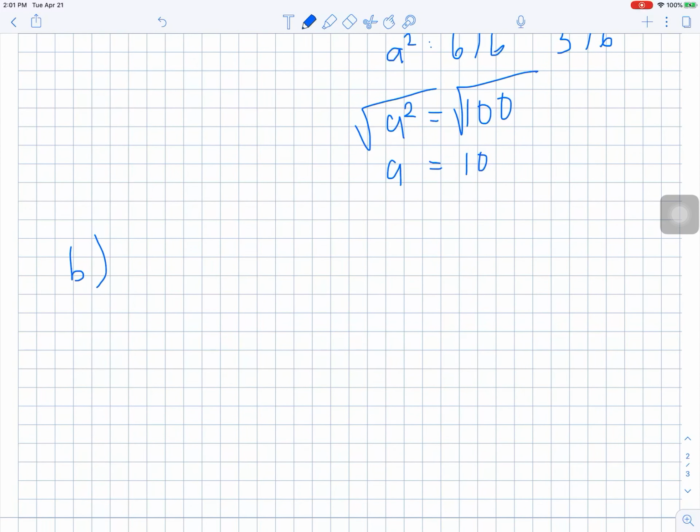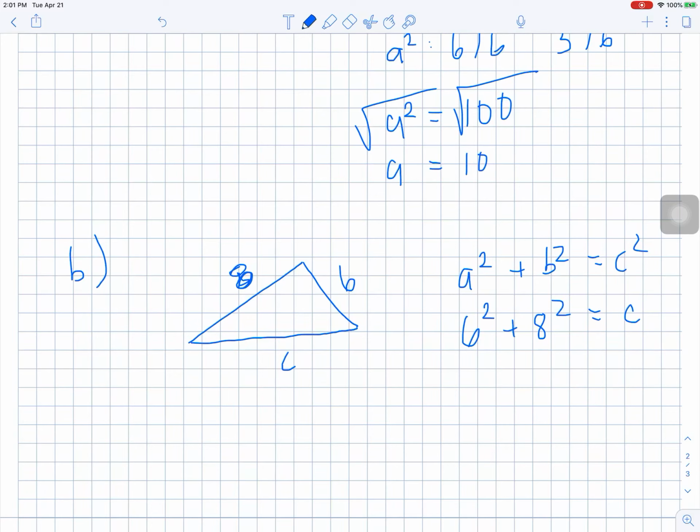All right, let's go to B. B has the same thing. We have another one that has an 8 over here. Try to draw that 8 a little neater. A 6 over here. And the long part, which they call C for you, fortunately, we don't know. So remember, A squared plus B squared equals C squared. So that means that we have 6 squared plus 8 squared equals C squared, which means 36 plus 64 equals C squared.